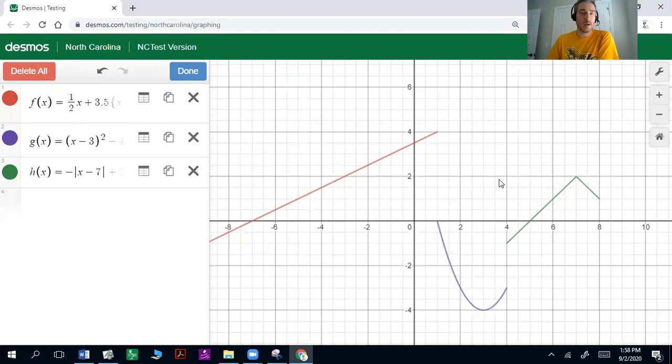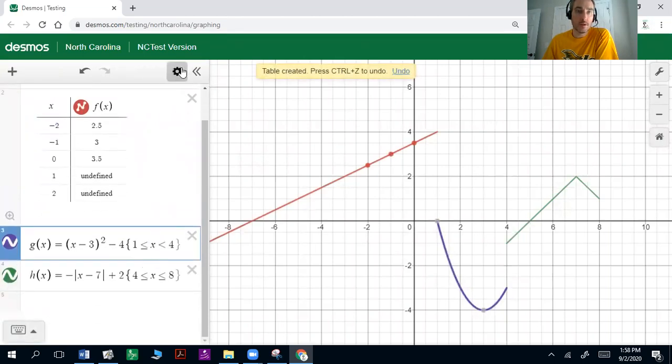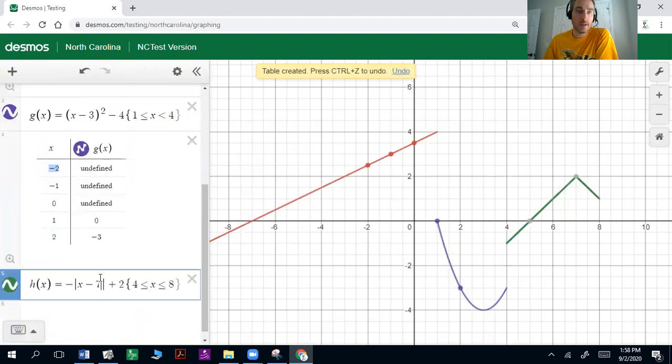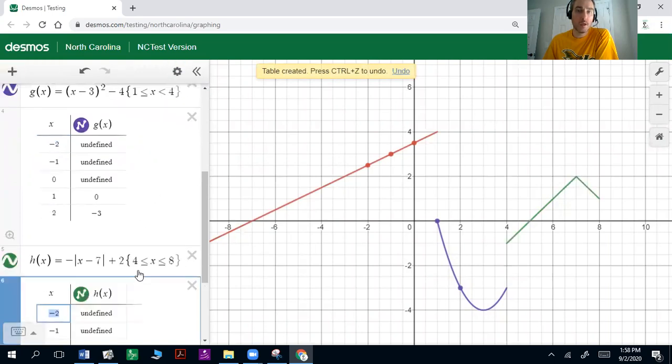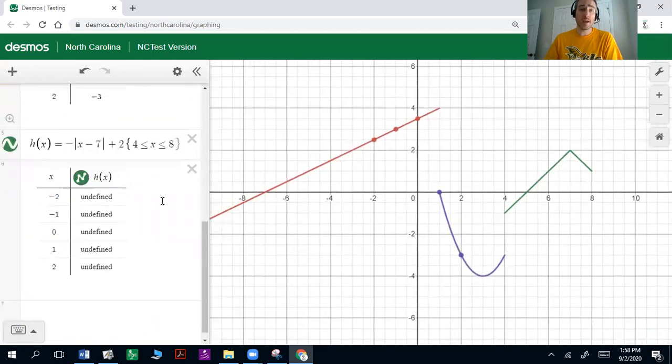All right, I got that back up there. So once you have your functions in there, hit the tables, convert to table. We'll do the same thing for the other ones. Convert that to a table. And finally, for the h of x, convert that to a table. Now the table is really great because it won't give you the open circles, but at the endpoints it will give you a closed circle, and you can go back and edit the table.